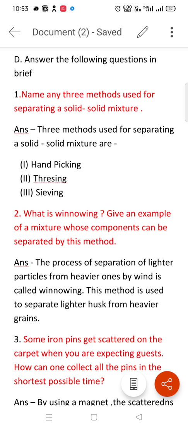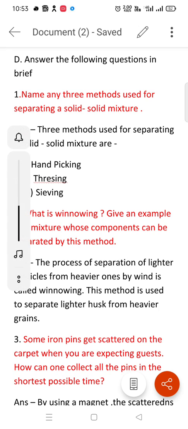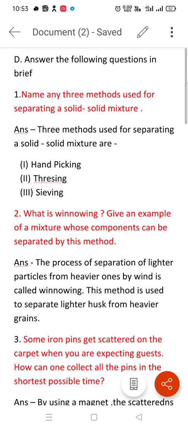First question, name any three methods used for separating a solid-solid mixture. The three methods used for separating a solid-solid mixture are hand picking, threshing, sieving. Now next, what is winnowing? Give an example of a mixture whose components can be separated by this method. The process of separation of lighter particles from heavier ones by wind is called winnowing. This method is used to separate lighter husk from heavier grains.